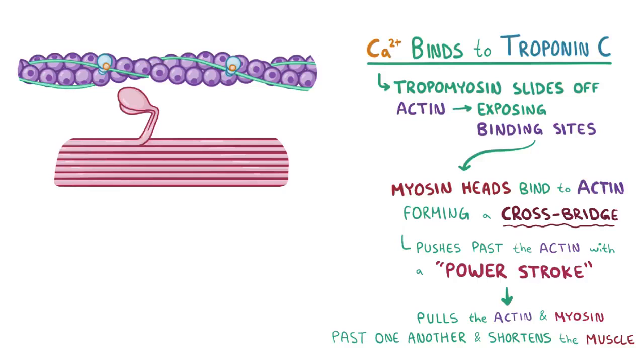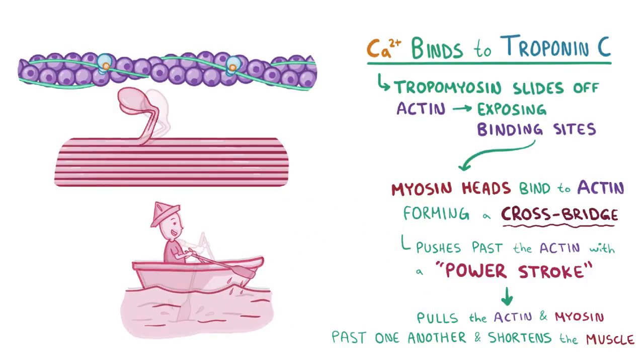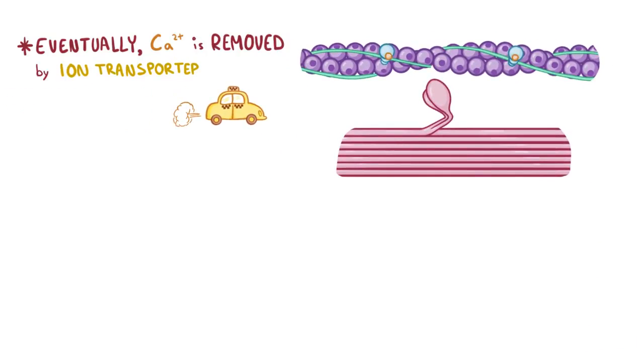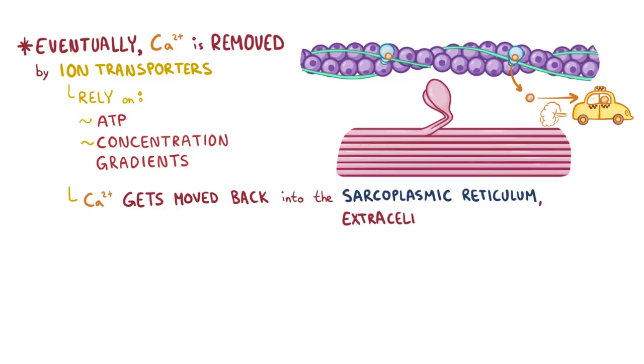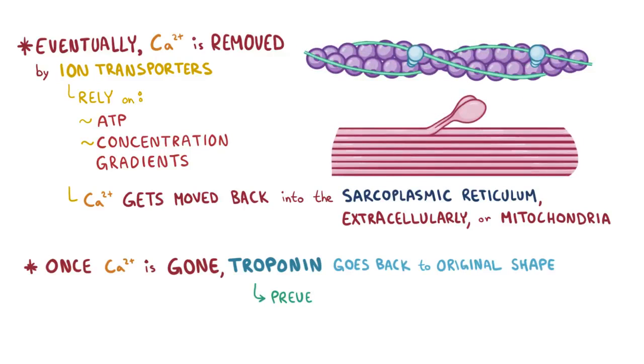The myosin head looks kind of like an oar in a boat. It hits the water, shifts, then comes out, and this only works in the presence of calcium ions. Eventually, calcium ions are removed by ion transporters that rely on ATP or concentration gradients. Most of the calcium gets moved back into the sarcoplasmic reticulum, or the extracellular environment, and some also moves into the mitochondria. Once that calcium is gone, the troponin goes back to its original shape, which blocks the binding sites on the actin and prevents more cross bridges from forming.